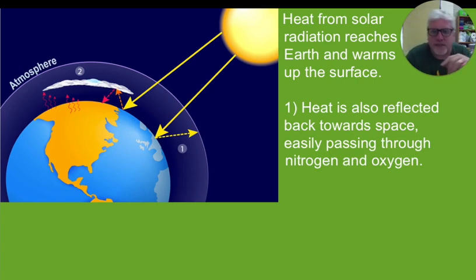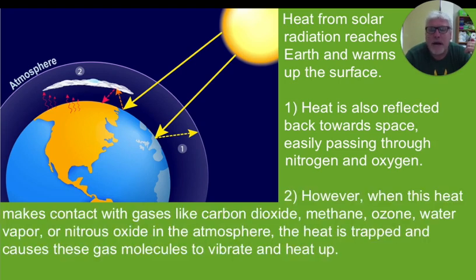Some of it is reflected back towards space, easily passing through two gases that are common, nitrogen and oxygen, okay? They don't trap the heat. However, when this heat makes contact with gases that do trap the heat, carbon dioxide, methane, ozone, water vapor, and nitrous oxide, like we talked about, this heat is trapped. It causes these gas molecules to vibrate and heat up. They store the heat, they trap the heat.